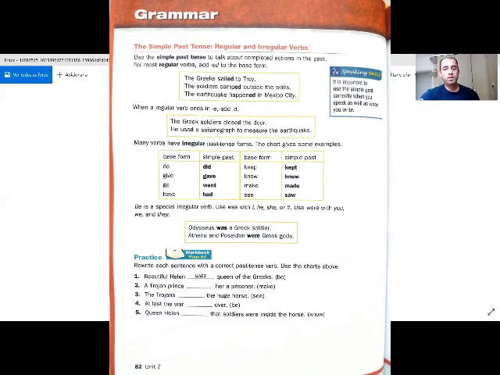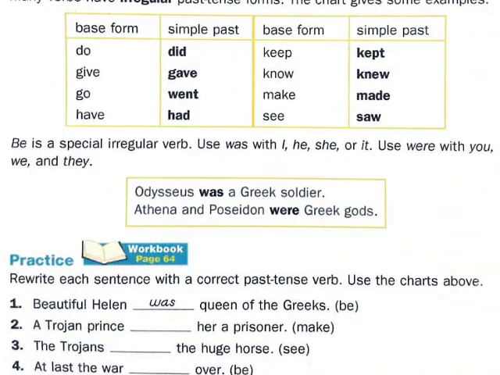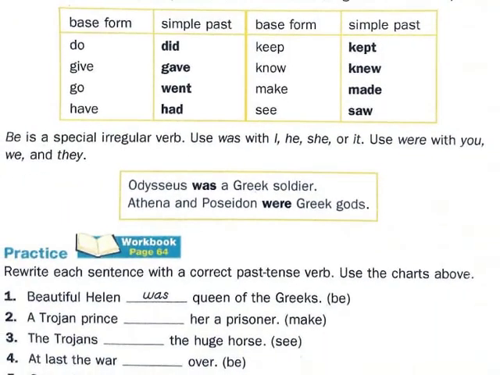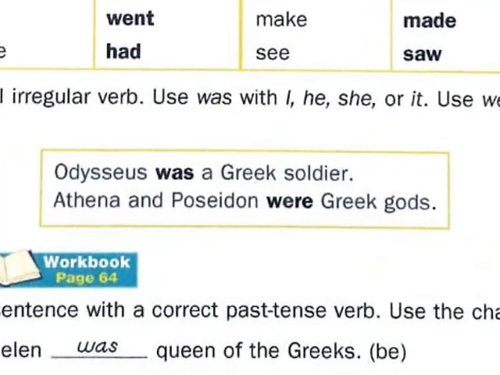Okay, and we have the most important verb in here, the verb to be. Be is a special irregular verb. We use was with I, so we say I was, he was, she was, and it was. I was at home yesterday. He was at home yesterday. She was at home. And we use were with you, we, and they. Example: Odysseus was a Greek soldier.